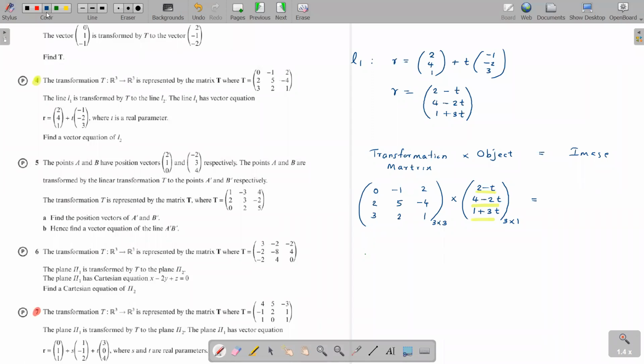Yeah, can you all tell me the answer you got after you multiplied? So this is 0 times 2 minus t is 0, minus 1 times 4 minus 2t. Shall I immediately multiply? Minus 1 into 4 is minus 4, minus 1 into minus 2t is plus 2t. Next one, 2 times 1 plus 3t is plus 2 plus 6t. Is that okay? Check on this and let me know. The next one, 2 times 2 minus t is 4 minus 2t. Next one, 5 times 4 minus 2t is 5 times 4, 20. 5 times minus 2t is minus 10t. Minus 4 into 1 plus 3t is minus 4. Minus 4 into plus 3t is minus 12t.